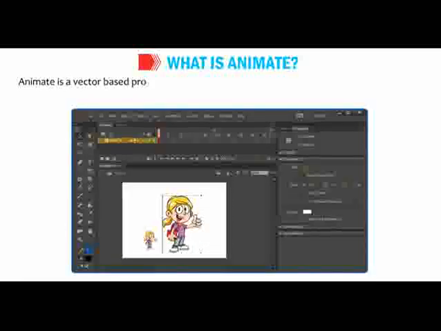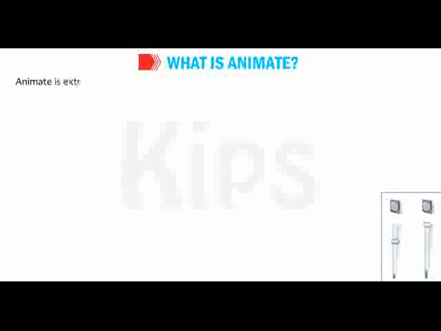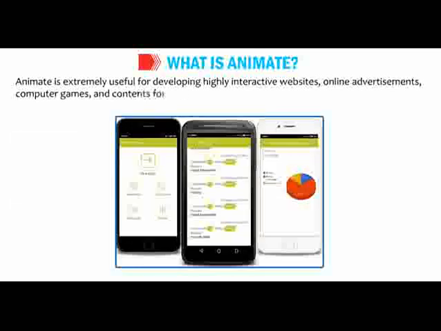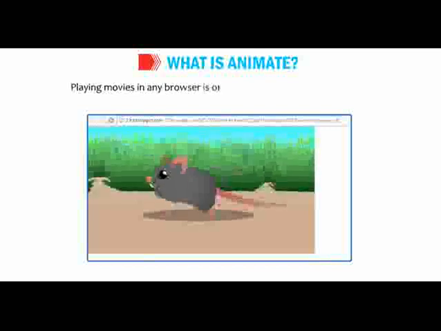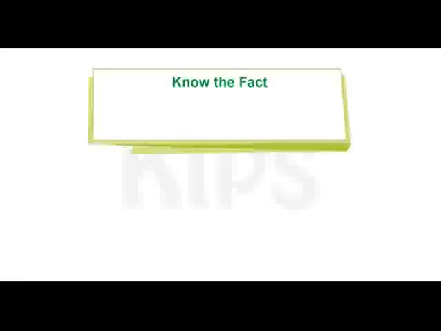Animate is a vector-based program, which means that the graphics created in it can be scaled to any size without compromising the quality. Animate is extremely useful for developing highly interactive websites, online advertisements, computer games, and contents for various mobile devices. Playing movies in any browser is one of the best features of Animate.